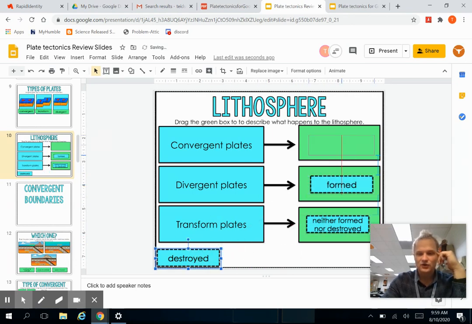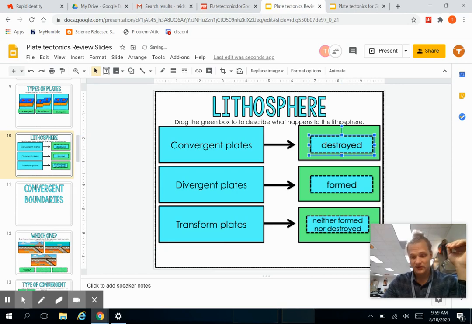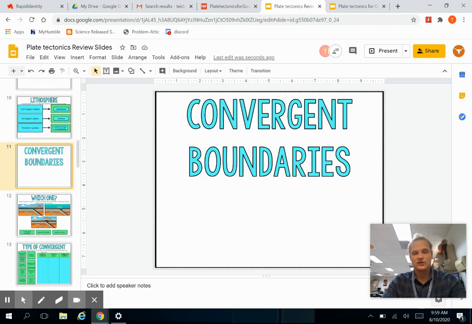And then at these convergent plates, depending on what exactly happens, whether they collide, they're the same density, they collide and they create mountains, or we have an ocean plate with a continental plate and one subducts under the other. All right, things are going to get destroyed at that time. All right, let's keep on going. We're going to dive deeper into convergent plates.